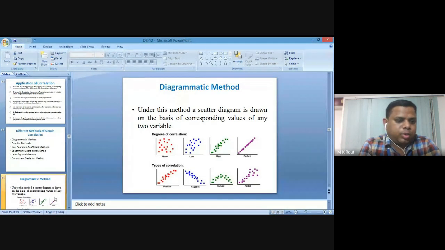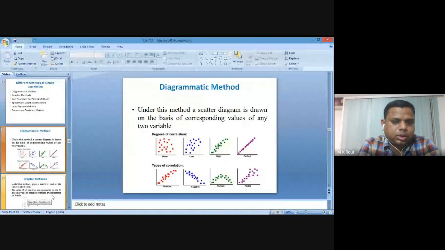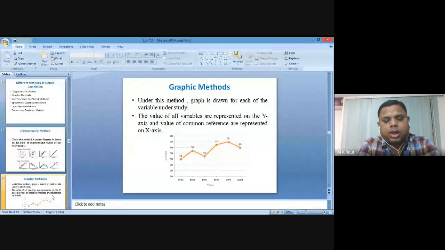Moving to the next one, that is the graphic method. Under this method, a graph is drawn for each of the variables under study. If you go to the bottom of this slide, the years are given, starting from 95 to 2000, and the percentage of profit is given, with values 40, 55, again 45, 65, 70, and 60.